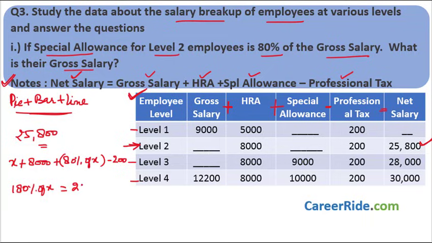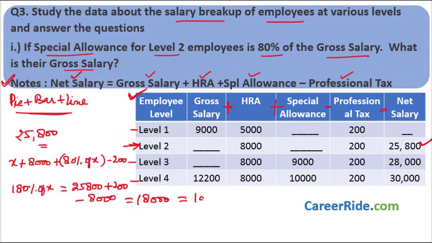It is equal to 25,800 plus 200 minus 8,000. First is this thing that I get, and this is equal to 26,000 minus 8,000. This is equal to 18,000, right? So 180% of x is equal to 18,000. This is the first thing that I get.